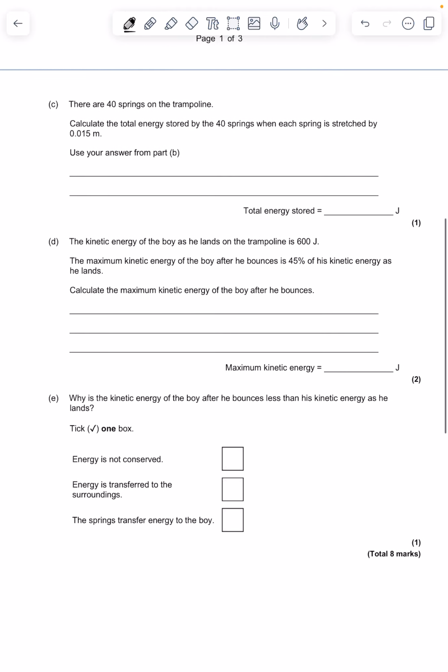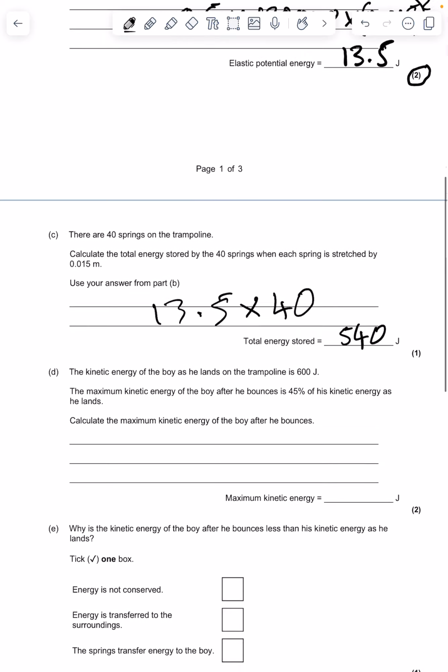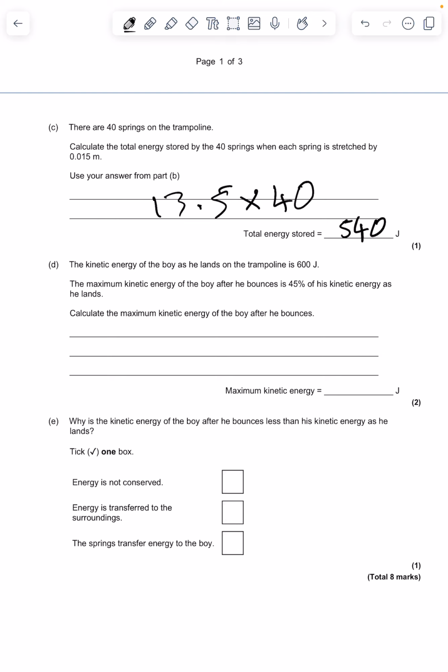Now we know there are 40 springs on this trampoline. So we've got to times that 13.5 we had, because that was the energy from 1 spring. There's 40 of them. So it's 13.5 times 40, and that will give us an answer of 540 joules. Now if you made a mistake on this one here, let's say you had 14 rather than 13.5, as long as you times it by 40, that error will be carried forward and you will still pick up a mark.